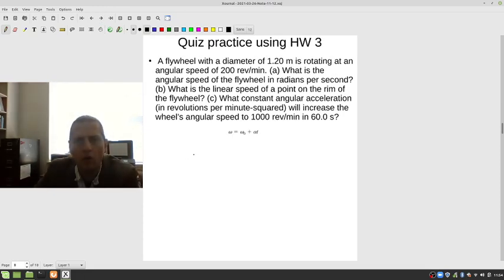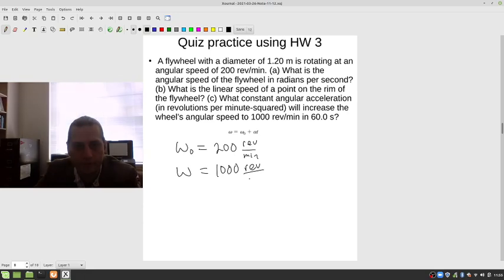Now part C asks, what constant angular acceleration in revolutions per minute squared would increase the wheel's angular speed to 1,000 revolutions per minute in 60 seconds? So here our initial angular speed is 200 revs per minute, and our final angular speed is going to be 1,000 revs per minute. So you're getting much faster within the course of your time, which is 60 seconds. But it might be helpful to write this in minutes, since my time units here are minutes. So 60 seconds is 1 minute.